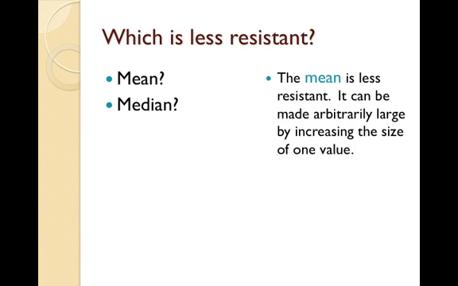So which is less resistant, mean or median? The mean is less resistant. It can be made arbitrarily large by increasing the size of one value. It can also be made arbitrarily small by decreasing the size of one value.